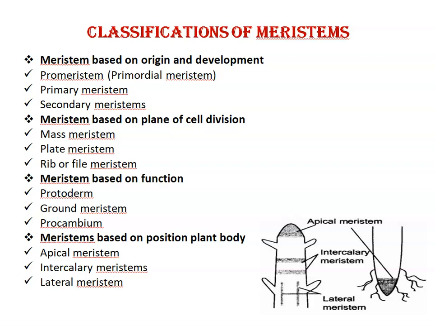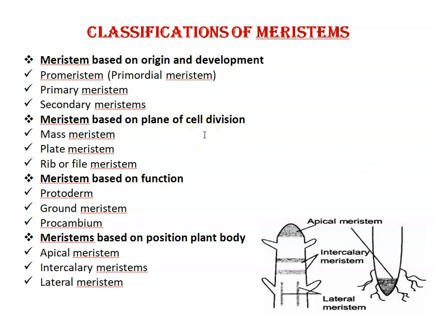The third type, on the basis of origin, is secondary meristem. They develop at a later stage in the life cycle of plants, and they give rise to secondary permanent tissues. For example, cambium and cork cambium.